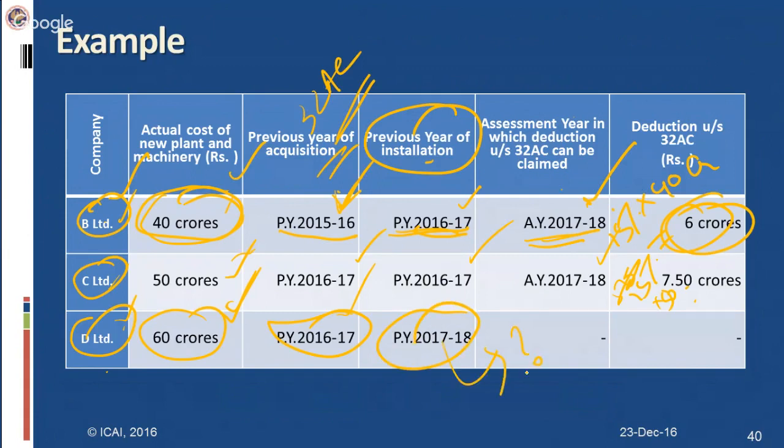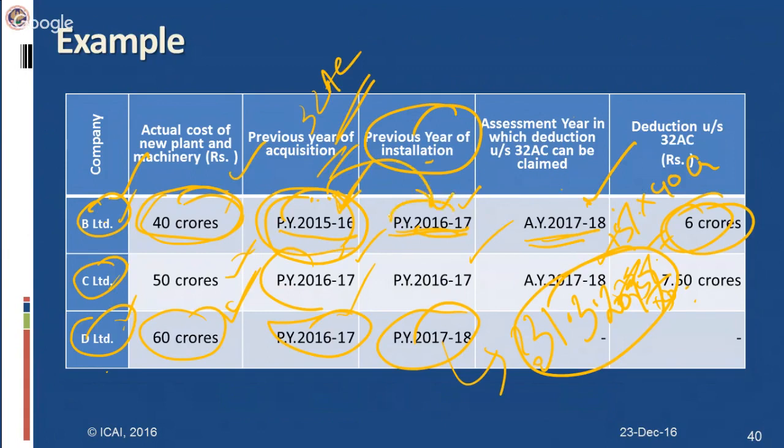Is it allowable? No, because the installation has to be before 31/3/2017. Basically, the relaxation is for assets acquired during the previous year 15-16 but which could not be installed in that year. The benefit is for these assessees who could not install it in that year; they can install it in the next year, previous year 16-17, and get the benefit in assessment year 17-18. But you cannot acquire in 2016-17 and install in 2017-18 as of date. We don't know if the law will be changed once again next year to allow this, but so far this is not permitted as far as your examination is concerned.